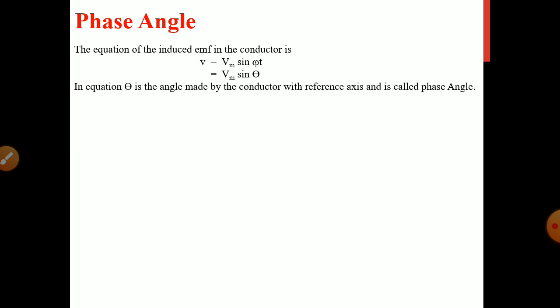Now talking in phasor, we need the theta. The theta is the angle made by the conductor with the x-axis, and it is called the phase angle. The phase angle can be between 0 to 2 pi.